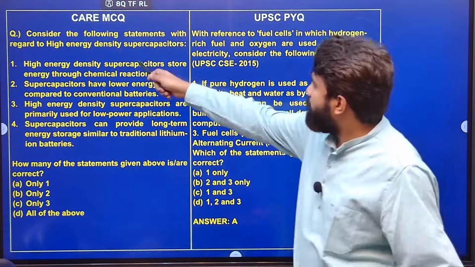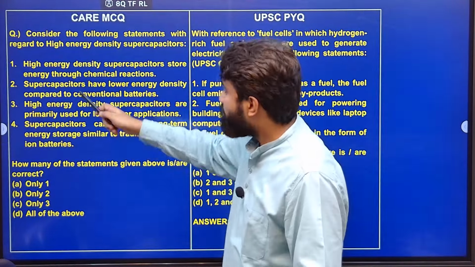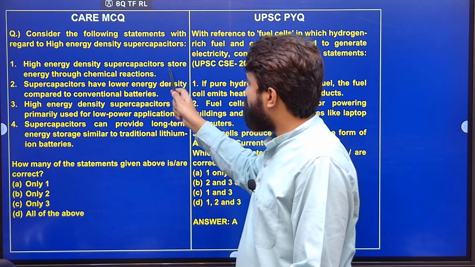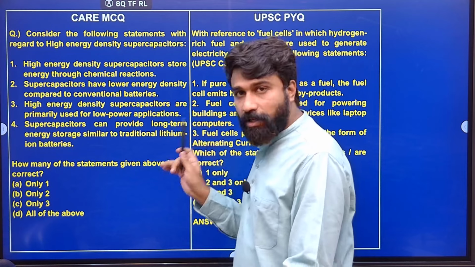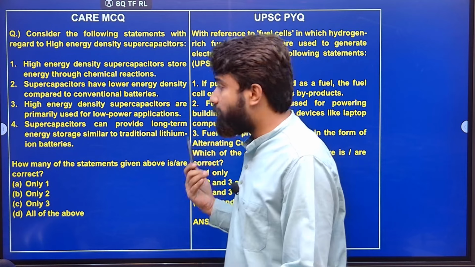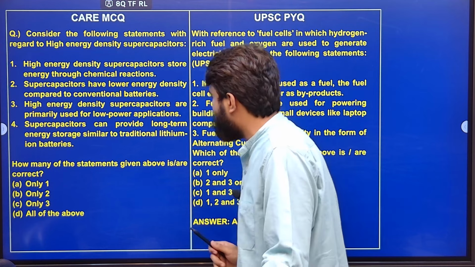Here, high energy density supercapacitors. Each of these statements we will study. High energy density supercapacitors store energy through chemical reactions. That is a wrong statement. How it is going to be wrong, I will explain. Next, supercapacitors have lower energy density compared to conventional batteries.